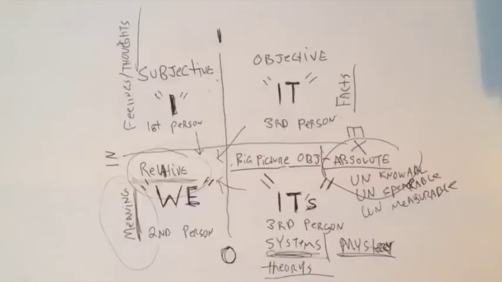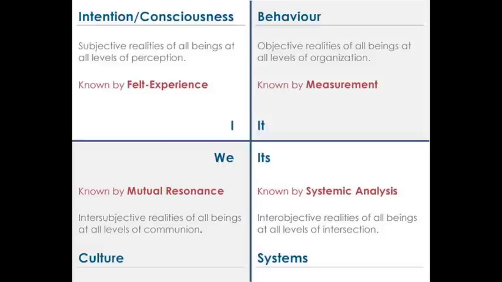Are we talking about subjective truth? Are we talking about objective truth? Are we talking about relative truth? Are we talking about the big picture objective? Or are we talking about some systems theory? Are we talking about the absolute truth of reality? And how can we back that up with evidence?